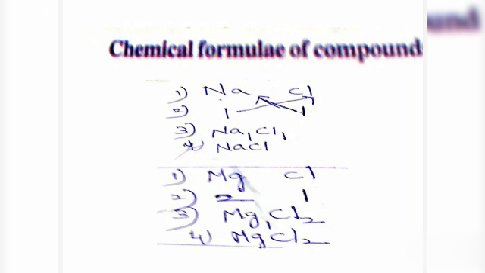Magnesium valency 2. Why? Because magnesium atomic number is 12: first shell 2, next shell 8, next shell 2. To get the octet, here 6 electrons are less. That's why this magnesium loses those 2 electrons. Its valency is 2. Chlorine valency 1.